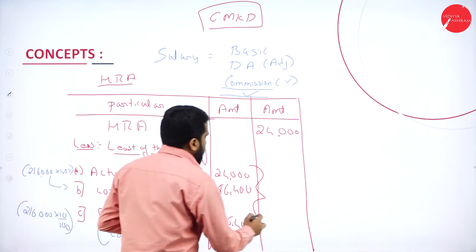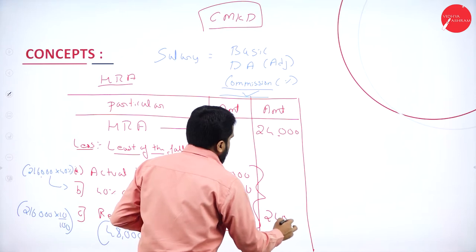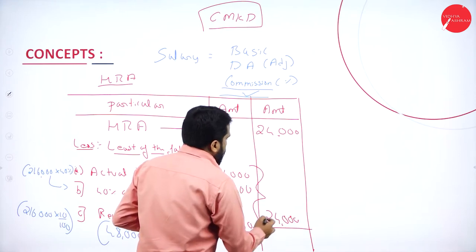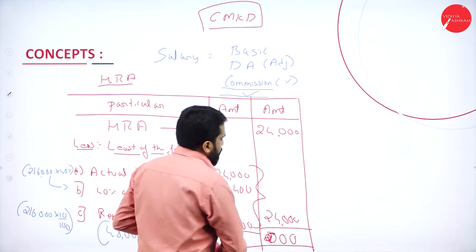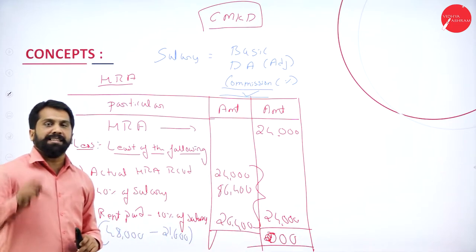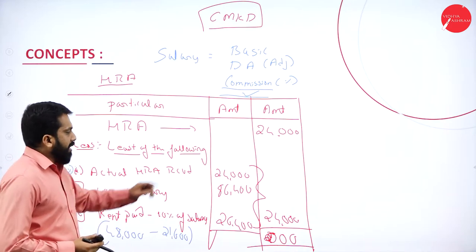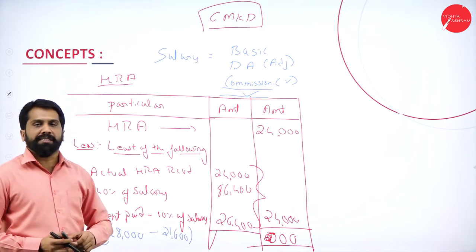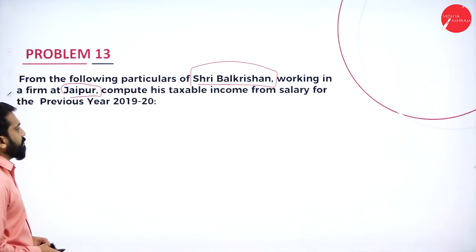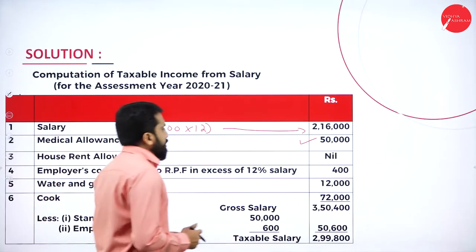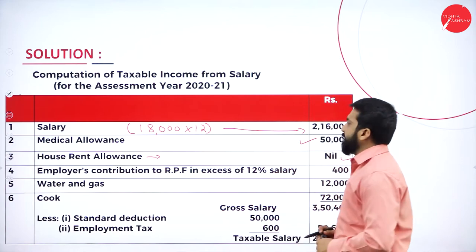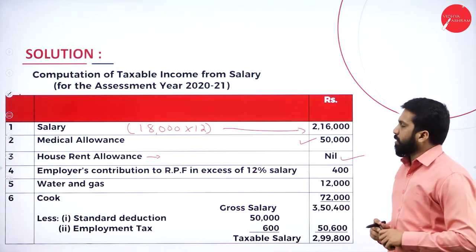Now, 24,000, take it to the outer column. 24 minus 24, what is your answer? 0. So, your answer is nil. So, the least is itself your actual received. Now, as per your answer, see, the HRA exemption is nil. So, it is not received.